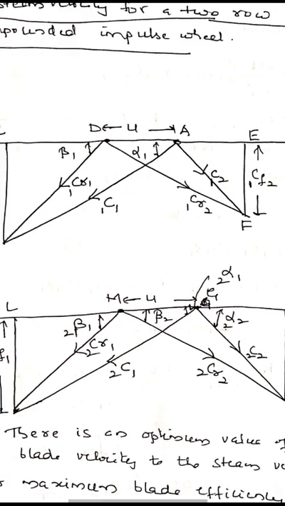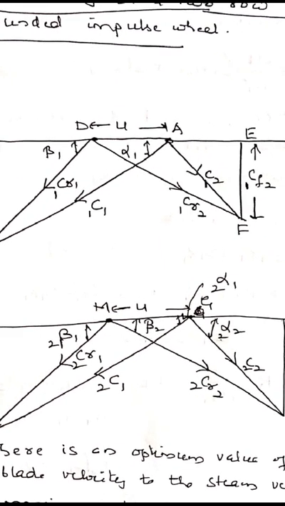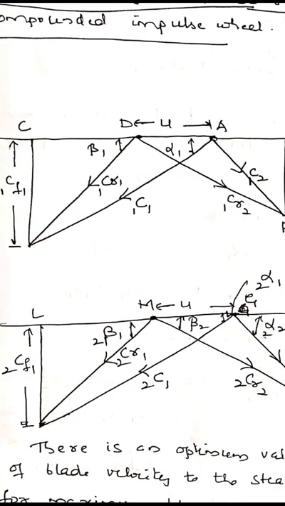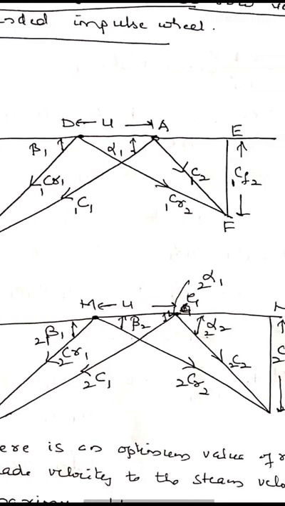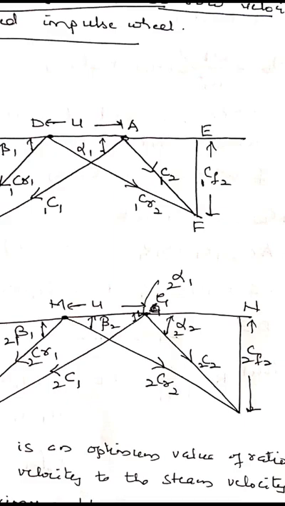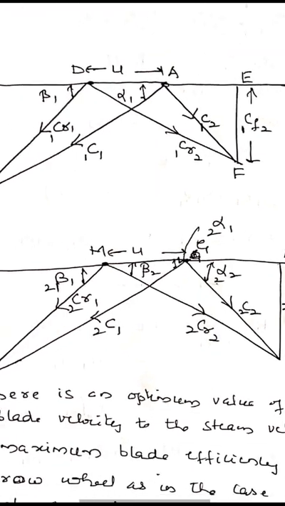What is DE? DE equal to CR2 cos beta 2. CR2 equal to K CR1, so CR2 cos beta 2 equals K CR1 cos beta 1, because beta 1 equal to beta 2. Again, CR1 cos beta 1 equal to C1 cos alpha 1 minus U. Therefore, the value of DE is obtained as given here.